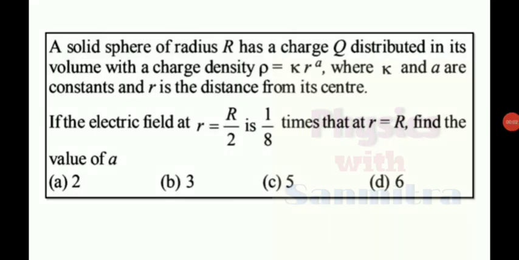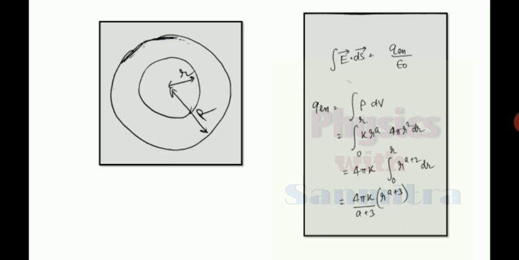A solid sphere of radius R has a charge Q distributed in its volume with a charge density rho equal to k into r to the power a, where k and a are constants and r is the distance from the center. If the electric field at r equal to R by 2 is 1 by 8 times that at r equal to R, then the value of a is 2, 3, 5 or 6. Since the charge density is not uniform, it is varying radially, so we have to find out by integration.